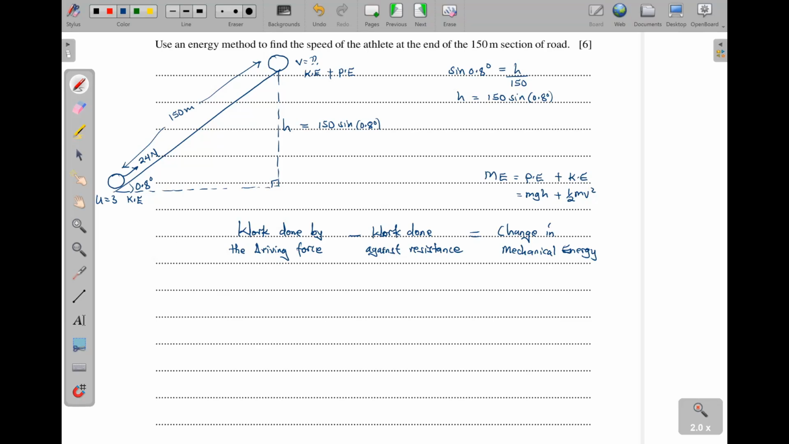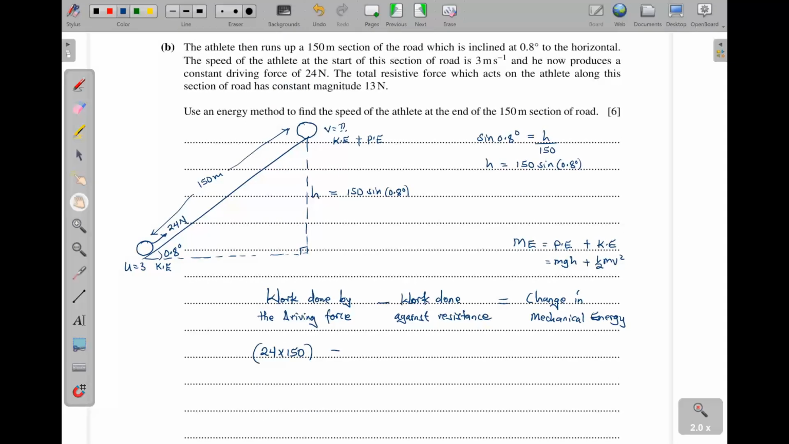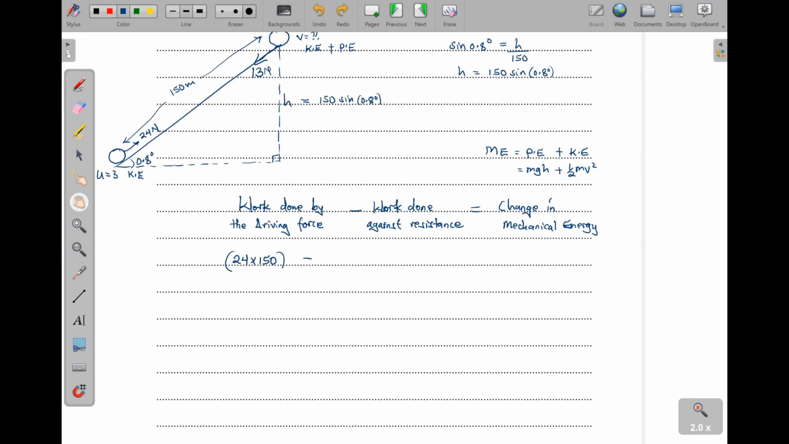Work done by the driving force: we have the driving force here, which is 24, traveling this distance of 150. So we shall have 24 times 150, and then minus work done against resistance. There is a resistance force that I actually never put here. They said the total resistive force is 13, and it has traveled the whole of this distance. So we are going to have 13 times 150. Then this is equal to change in mechanical energy.